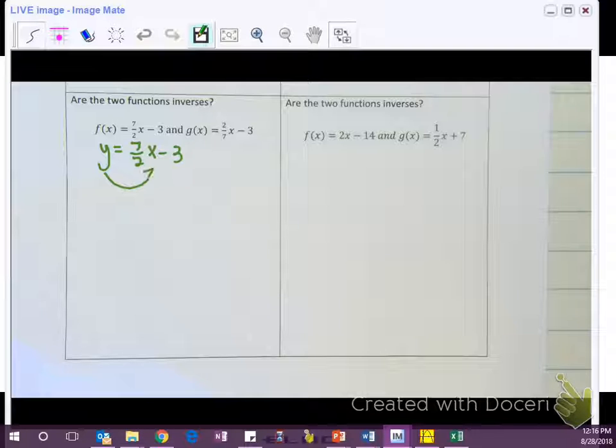So the first thing we do is we swap the x and the y. Only the variables, not any of the numbers that go with them, not the signs that go with them, just the variables themselves. So now we have x is equal to 7/2 y minus 3. And now we solve for y, just like you did in problems 3 and 4 at the top of the homework page. So the first thing we have to do is add the 3. So now I have x plus 3 is equal to 7/2 y.